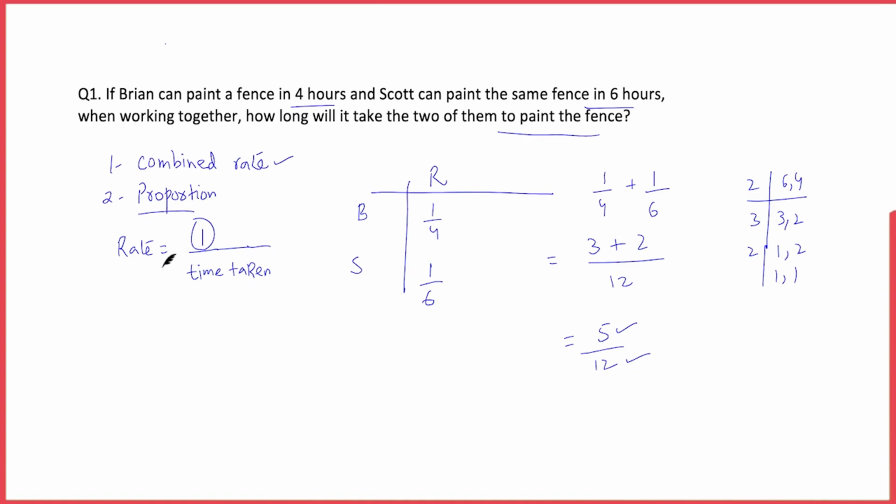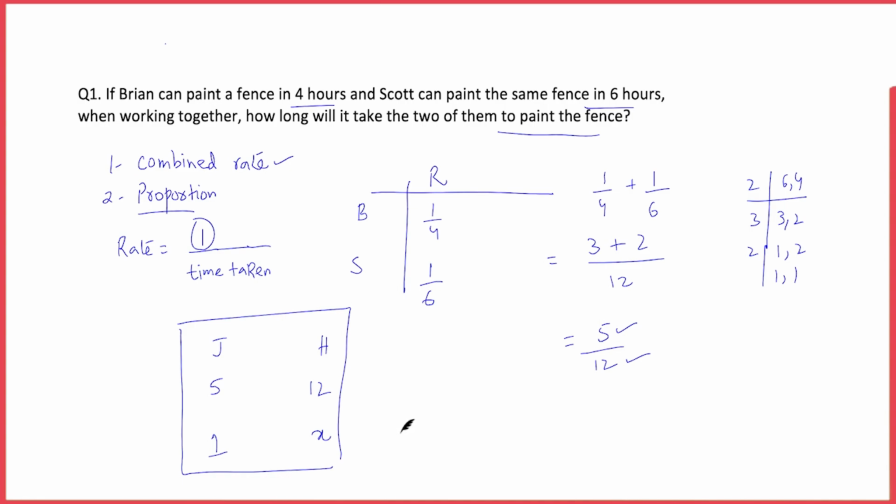Now you use proportion. We have got jobs and we have got hours. Very simple. If they can complete 5 jobs in 12 hours, how long will it take the two of them to paint the fence? How long? This is X, and they have to complete 1 job. There you go. In this, you will always have proportion. This is our savior. I have talked about proportion at length in various chapters. You cross multiply. What do you get? 5x equals 12. X equals 12 by 5. This is your answer. Or you can say 2.4 hours.